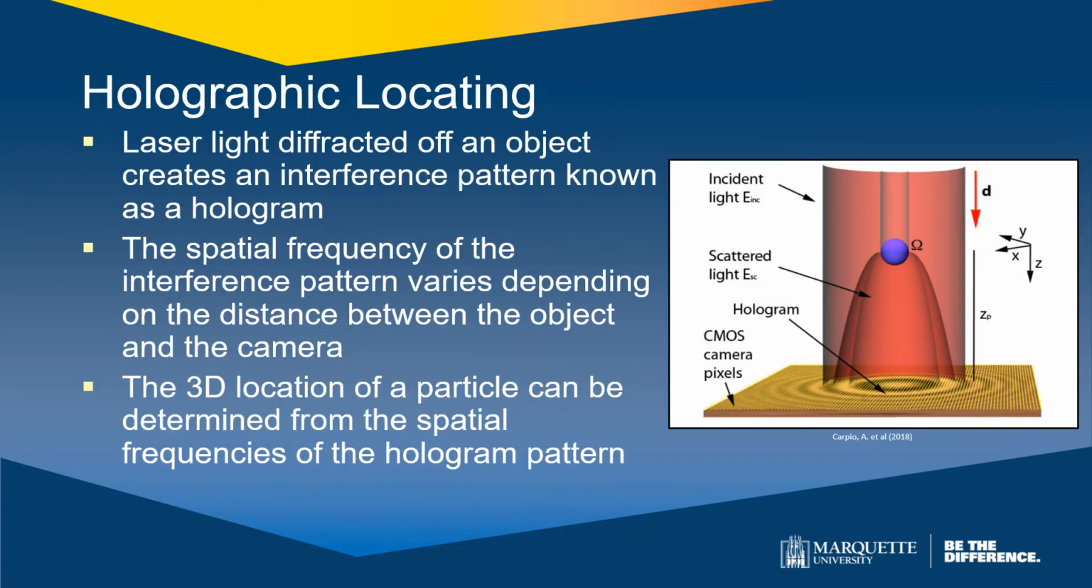So first, some quick background on how holography works. Holography involves diffraction of laser light as it passes an object, causing interference with other light waves. This interference results in a diffraction pattern. The spacing of the rings in this pattern varies depending on the distance between the object and the screen. Therefore, just from the 2D interference pattern, the 3D location of the object relative to this screen can be found.